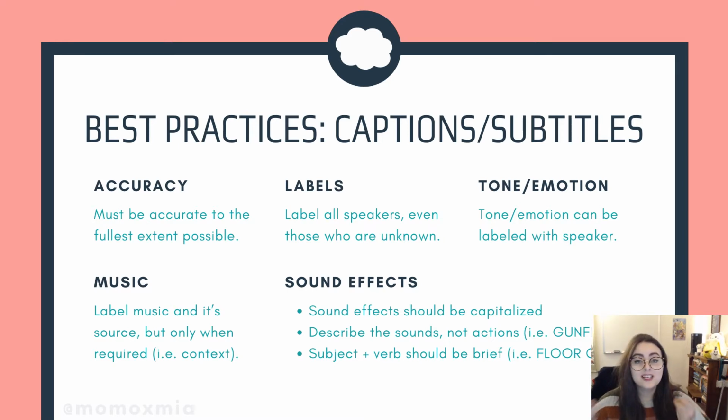I'm just going to read it over really quickly. Best practices for captions and subtitles: the biggest one is making sure things are accurate. We want to make sure we're labeling our speakers. We want to, again, talk about tone and emotion within the actual subtitles if it's relevant, and also make sure that we label music and its source, but only when required. That'll also help a lot with giving context. And the last is for sound effects, and I actually provide a couple examples.